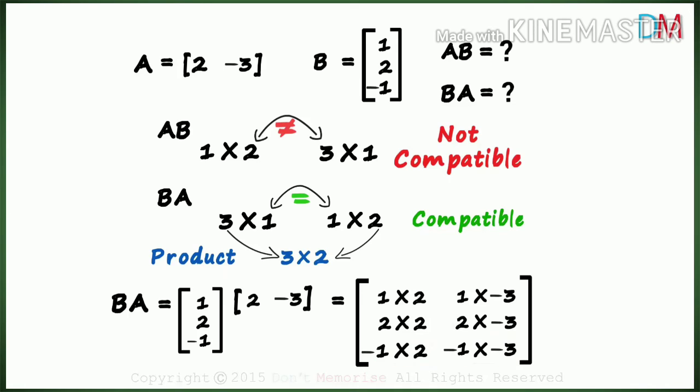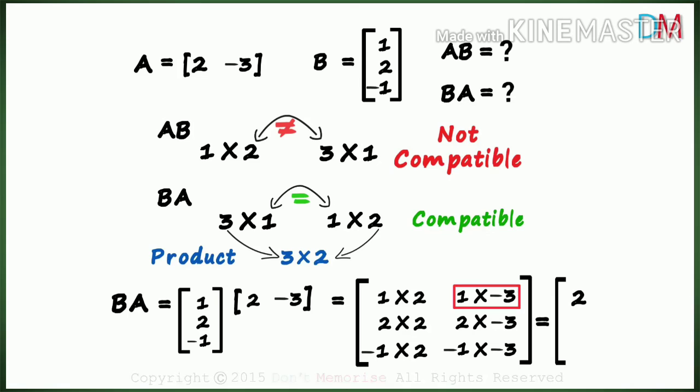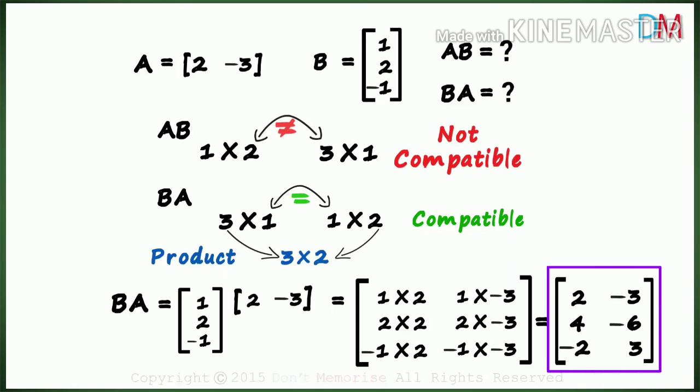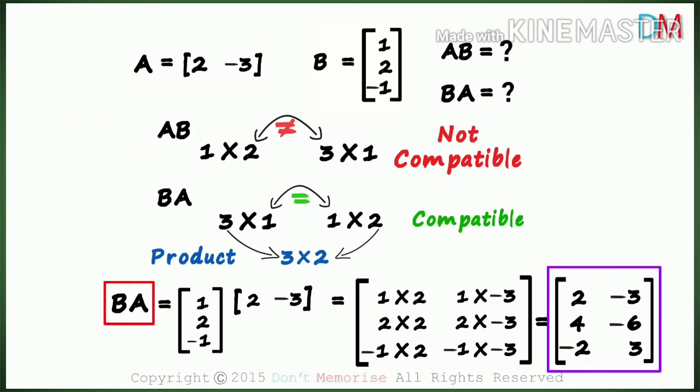This is what we get. 2 multiplied by -3, -1 multiplied by 2, and -1 multiplied by -3. We solve each product to get the 6 elements. 1 multiplied by 2 will give us 2, 1 multiplied by -3 will give us -3, and 2 multiplied by 2 is 4, and 2 multiplied by -3 is -6. This equals -2 and this product equals 3. That's the resulting matrix B multiplied by A. Given these two matrices, product AB is not possible and product BA is this matrix.